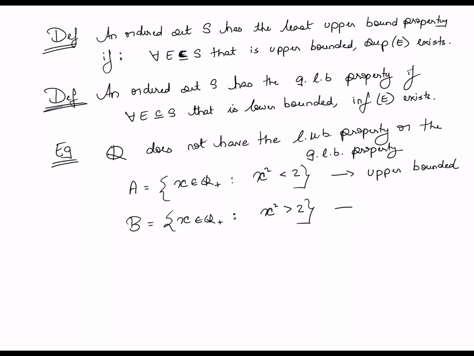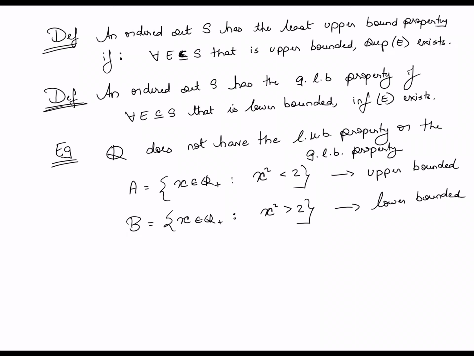Similarly, it's not difficult to see that the set B is lower bounded. Why is this lower bounded? It's easy, right? For example, 0 is a valid lower bound on B. So we have just defined two subsets of Q, one that is bounded from above and the other that is bounded from below. Now, how do I demonstrate that Q does not have the LUB property, the least upper bound property? How do I do this?